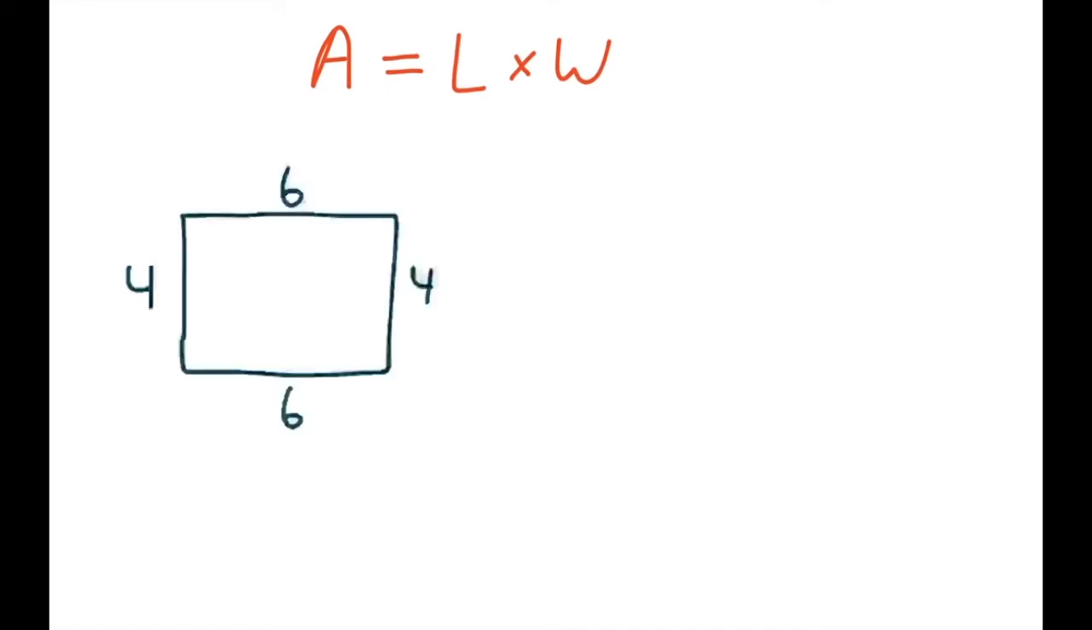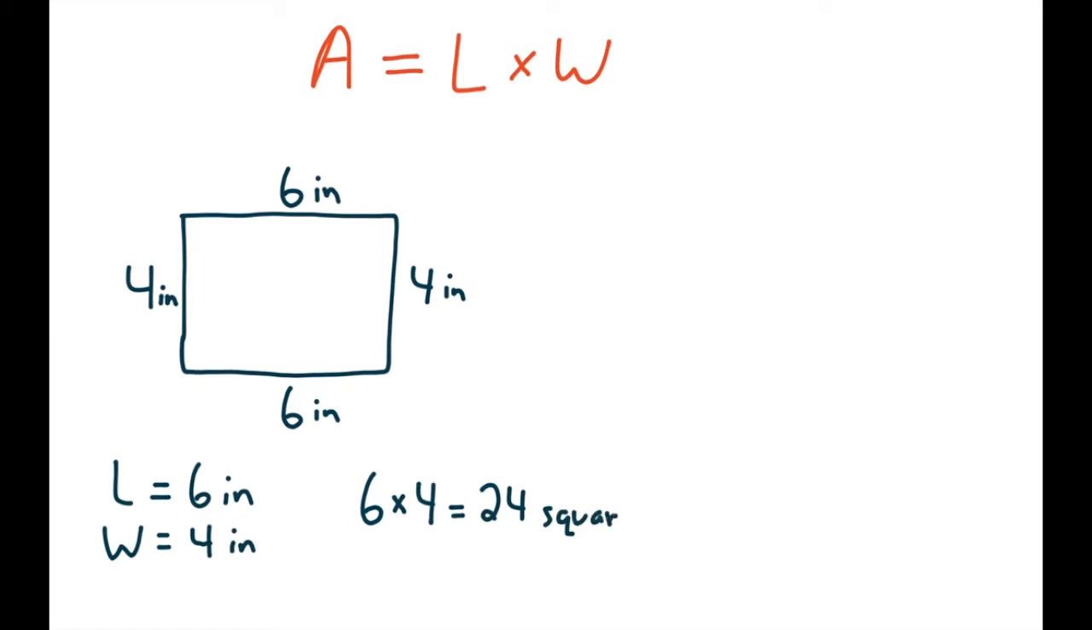As long as I know that my area formula is area equals length times width, the process of finding area for a rectangle or square is the same regardless of if the sides are whole numbers or fractions. It works the same way. In this first rectangle, my length is 6 inches and my width, or how wide it is, is 4 inches. To find the area of this rectangle, I take the length times the width. So I take 6 times 4 to get 24 square inches.